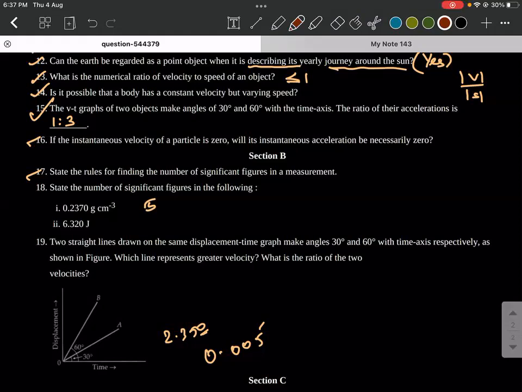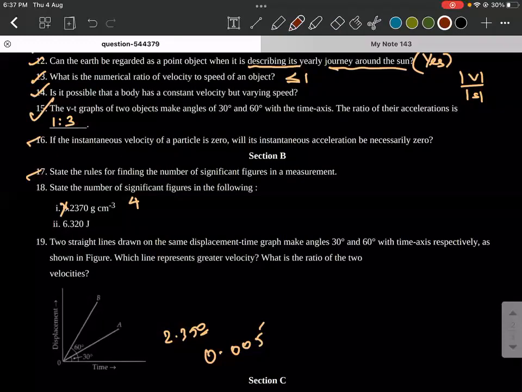I should not write it because it is a decimal value. In the decimal value, which zero becomes insignificant? The zero that is there before the first non-zero digit. So before 2, how many zeros are there? 1. This zero is not significant. Whereas after the non-zero digit, if you have a zero in a decimal, it is considered. So what should be the answer? You have 4 significant figures.